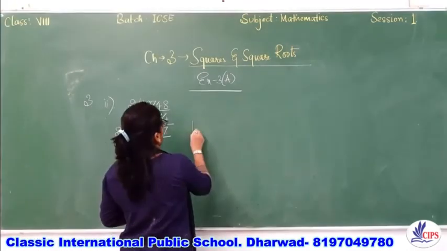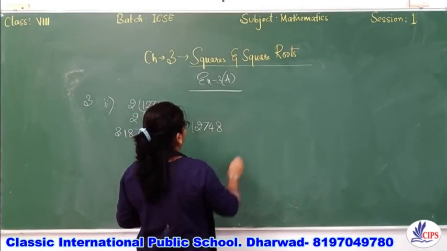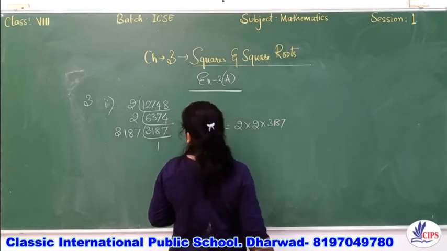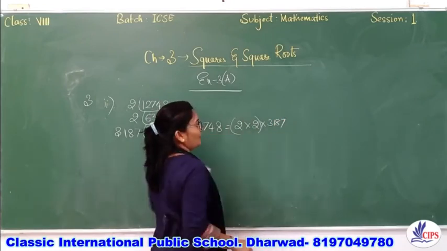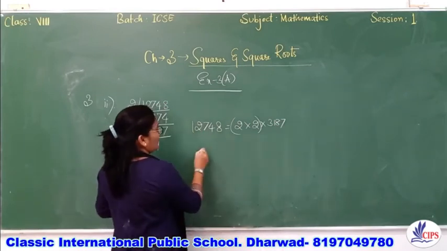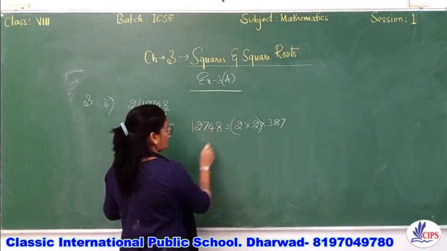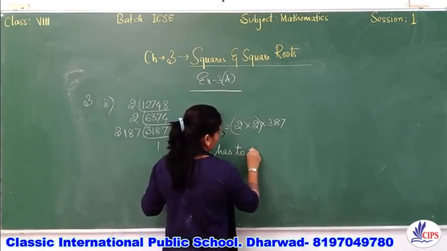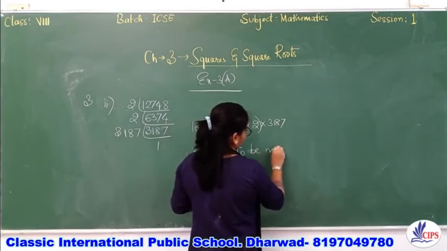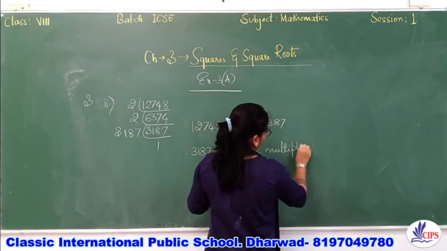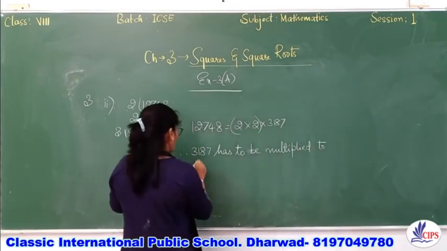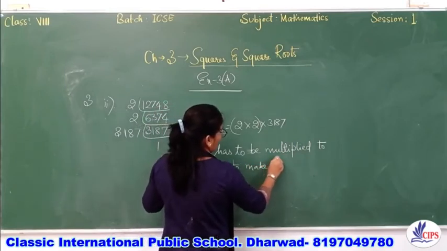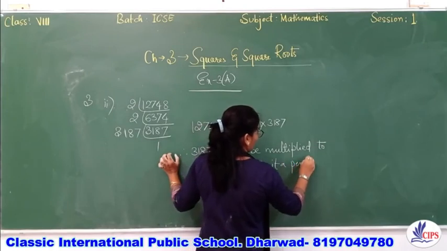So we'll write the factors first. So 12,748 we have. We'll write the factors: 2 into 2 into 3187. Now these two numbers are in a group but this is a single number. So here 12,748 is not a perfect square, therefore 3187 has to be multiplied to 12,748 to make it a perfect square.